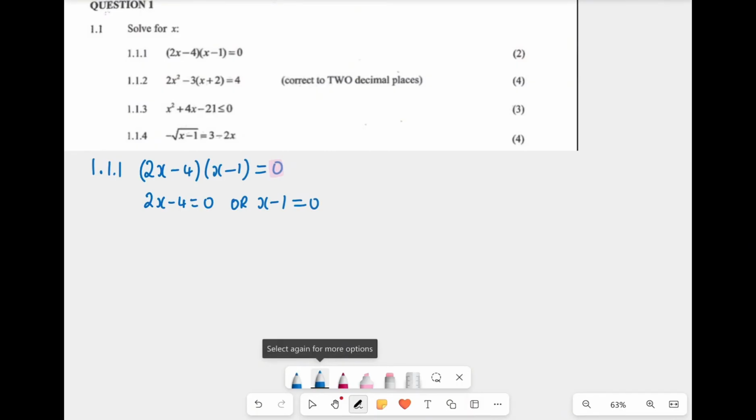From here we can transpose 4, then divide by 2. So we are going to have x = 4/2, which is the same as 2, or x, transposing 1, is equal to 0 + 1, which will be 1. And then this question is only 2 marks.